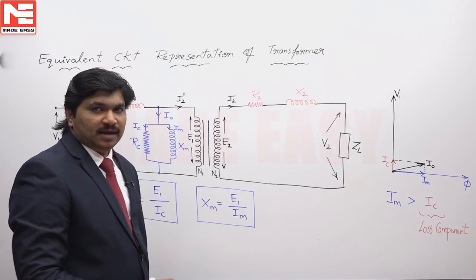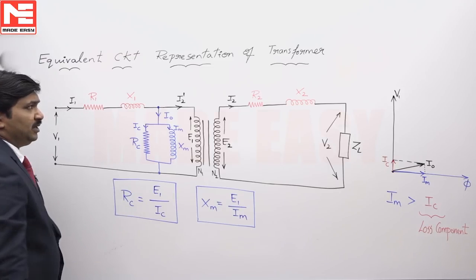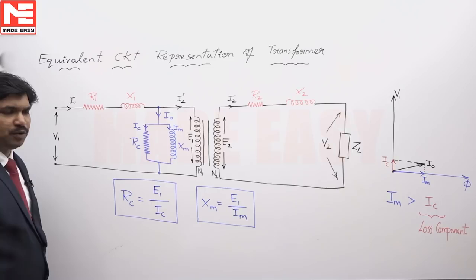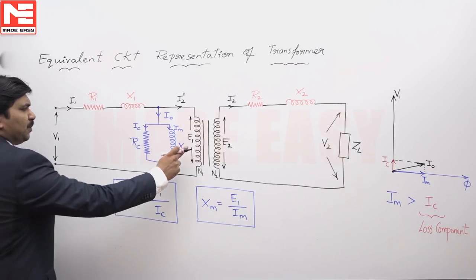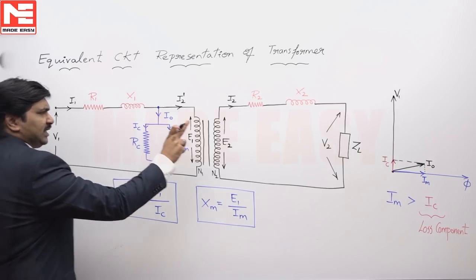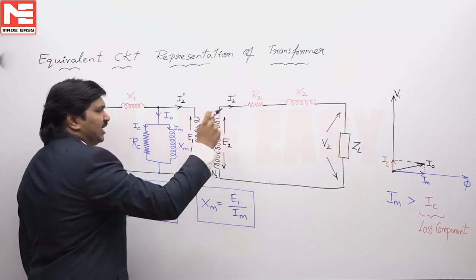Regarding the parameters. This is the equivalent circuit representation of a transformer. The primary winding contains resistance, reactance. Secondary winding contains resistance, reactance. These are leakage reactance due to leakage flux.